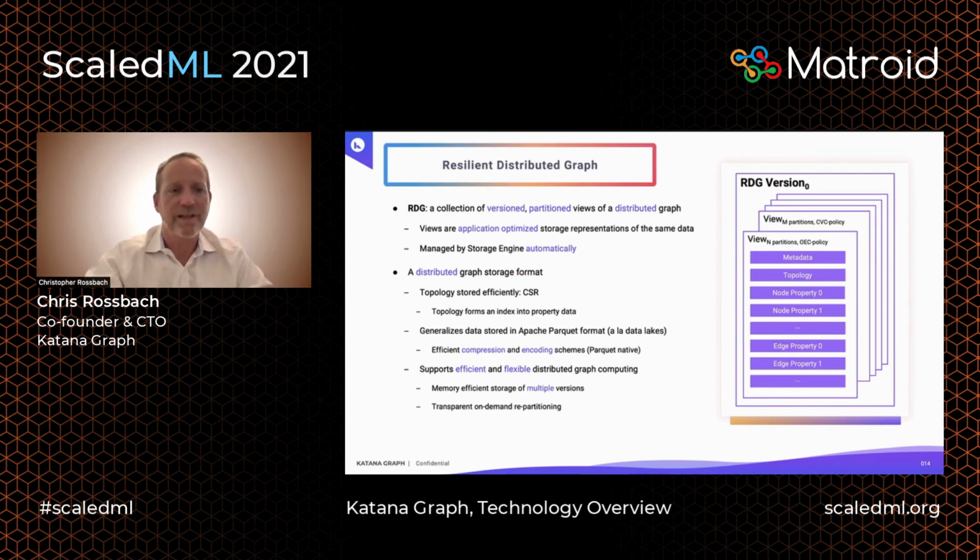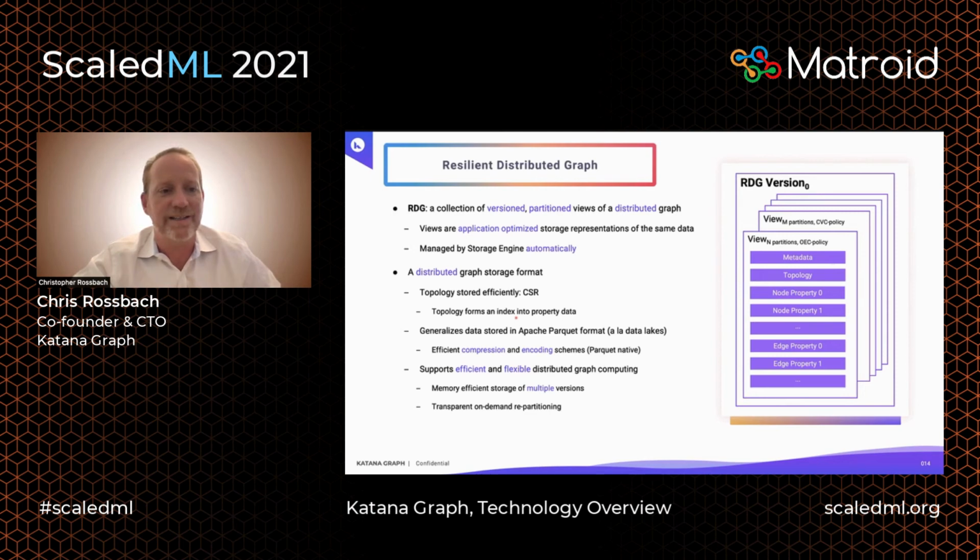In terms of what's going on in the format itself, the topology is stored efficiently as CSR. If you're familiar with sparse matrix techniques, you'll know about CSR as compressed sparse row. It's a very compact way of storing sparse data that has very, very good locality for certain types of traversals. The CSR itself forms an index into the property data for the labeled property graph abstraction supported by Katana.